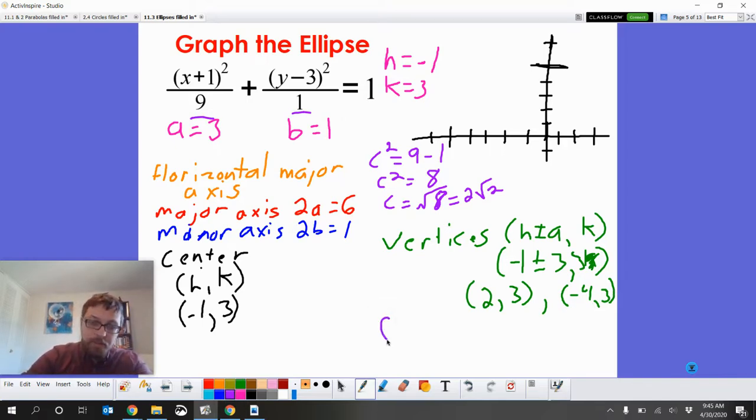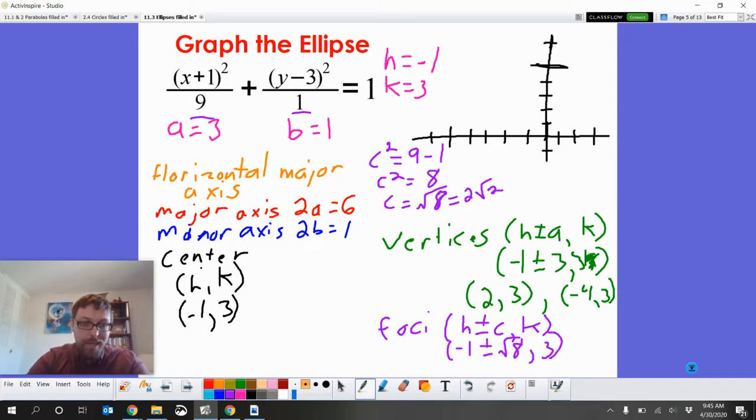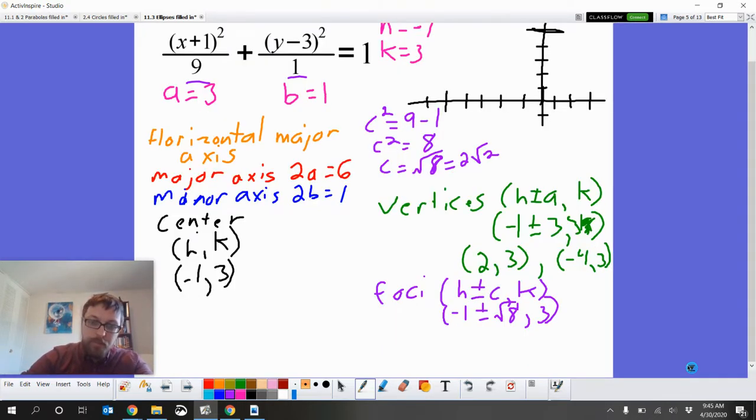Our foci are at (h plus or minus c, k). So that is -1 plus or minus our c value, which is just the square root of 8, comma k, which is 3. Then you would just type that into your calculator, -1 plus the square root of 8. I've got my answer key up there, so I'm just going to quickly write it down.